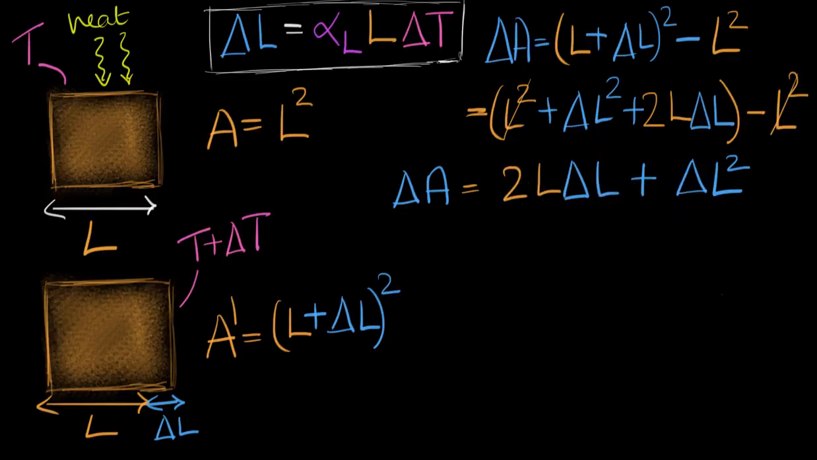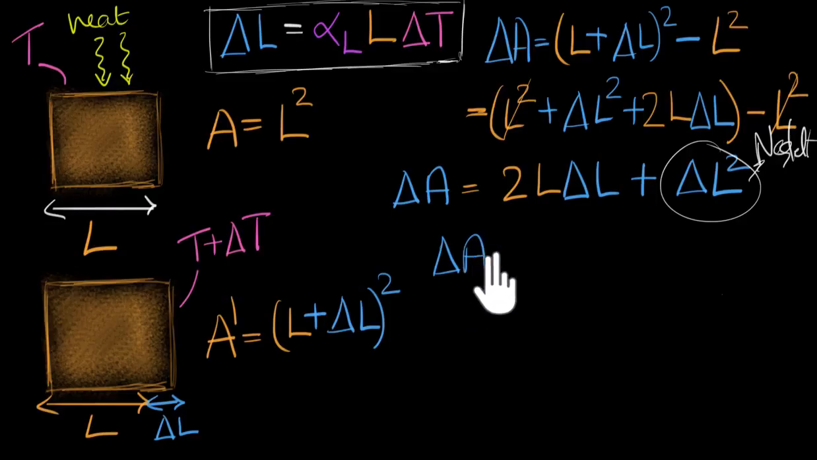All right, let's do that. Okay, so we will neglect this term. So this term is neglected. So neglect this. And so what we now end up with is delta A equals 2L times delta L. But what is delta L? Ooh, we already know that.